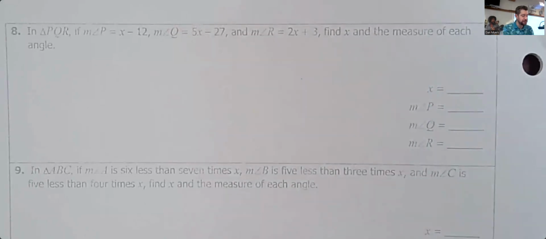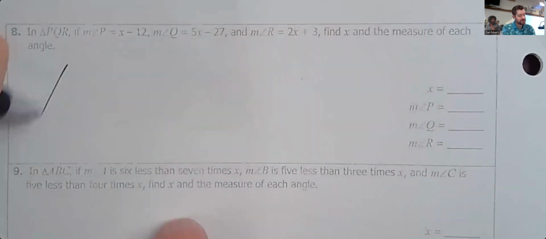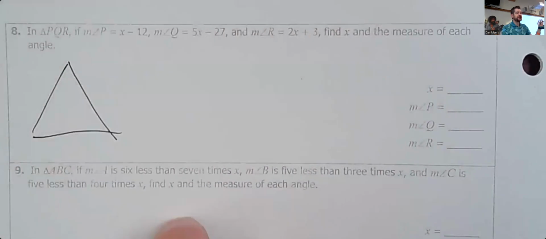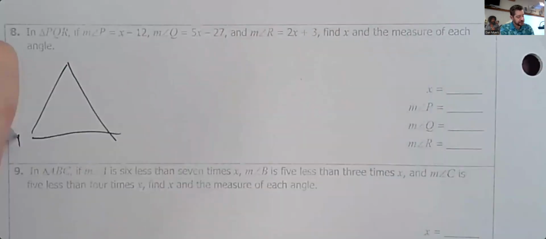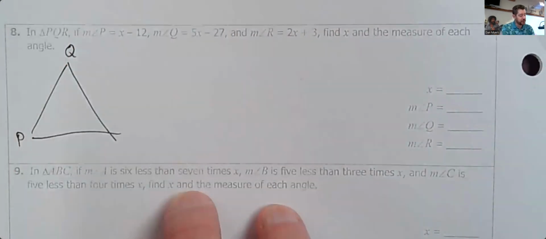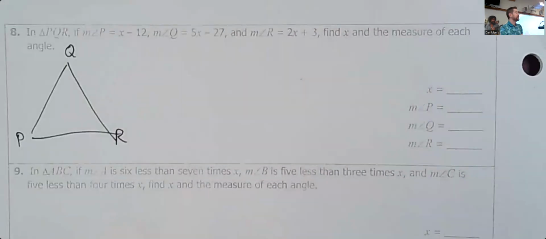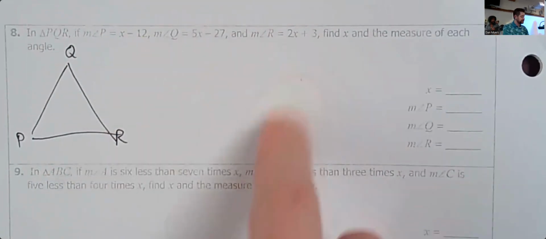So here we go. Triangle PQR. We don't know anything about this triangle, so just draw a random triangle. Label one angle P, one angle Q, and the other angle R. We don't know any specifics about this other than we have expressions for each of the 3 angles.